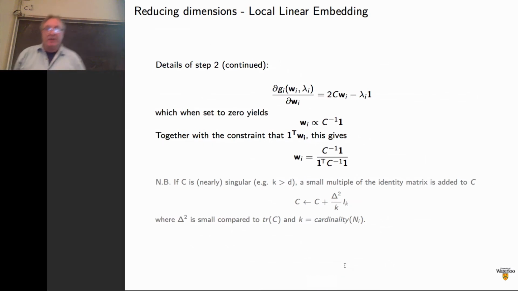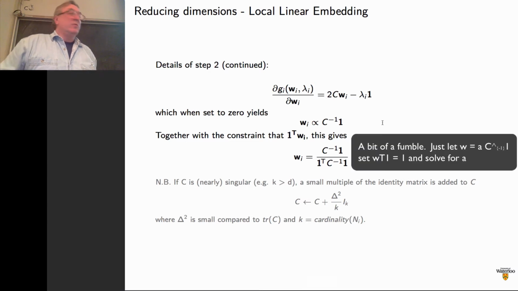So that's just twice C Wi minus lambda times a 1 vector. Set it to 0. And that tells me that Wi is proportional to C inverse times 1. Now I fix the constraint that 1 transpose times Wi. So I know what Wi is, at least what direction it is. I just don't know how long it is. But I do know that it has to sum to 1. So I can get the proportionality constant by saying 1 transpose C inverse 1 has to equal 1 for this to be the case, which means just divide by whatever that turns out to be. Now we've got something that has the right weights.